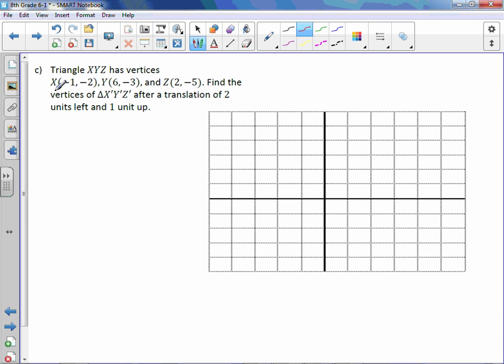Triangle XYZ has these vertices. Find the vertices of triangle X prime, Y prime, Z prime after a translation of 2 units left and 1 unit up. So let's graph. X is (-1, -2). Y is (6, -3). And Z is (2, -5).